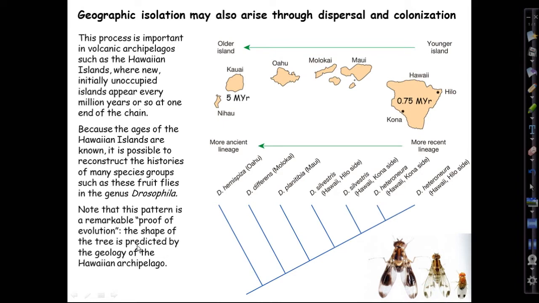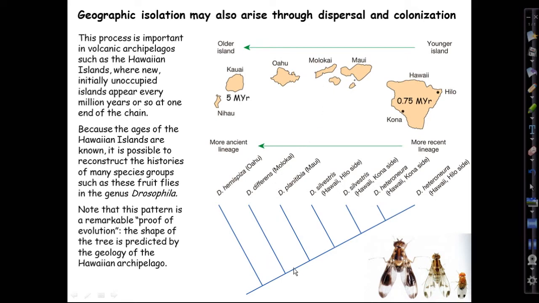So evolutionists love this type of evidence because it is an amazing proof of evolution. The shape of the tree, which can be confirmed by molecular sequencing, is predicted by the geology of the Hawaiian archipelago. And of course, the reason we're bringing it up here is that it shows how the speciation happened. An ancestor of hemispisa, we might not have called it hemispisa at that time, was on Oahu. When Molokai appeared, some individuals must have got blown over to Molokai in a storm where they found a perfectly good place to live with no other hemispisa there, and they turned into what we now call Drosophila differens.